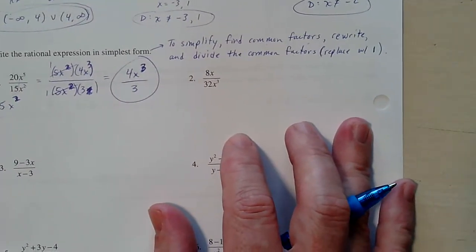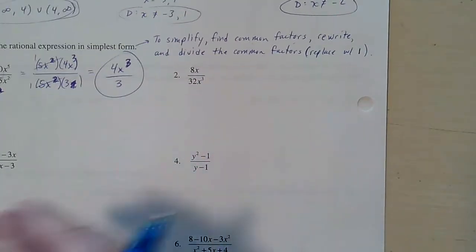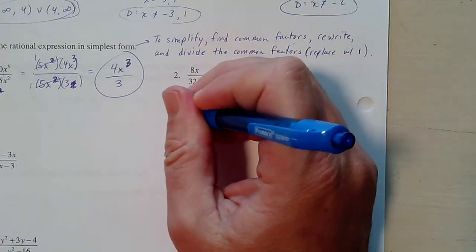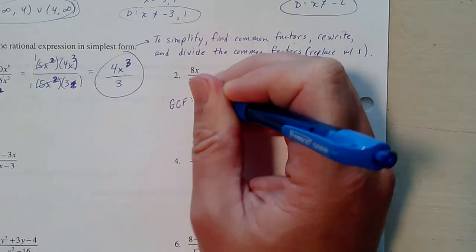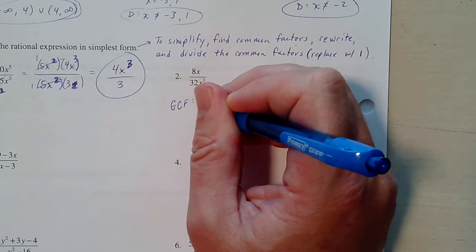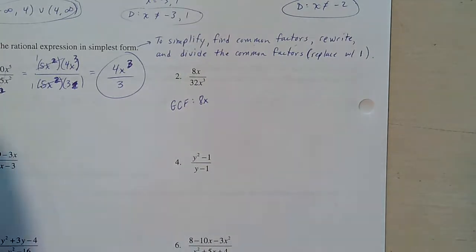Let's have you try too. I'd pause, try it. I'll give you feedback. The GCF you should find, and then I'll stop and let you try it. The GCF you're going to break this down with is going to be 8x. Give it a shot.